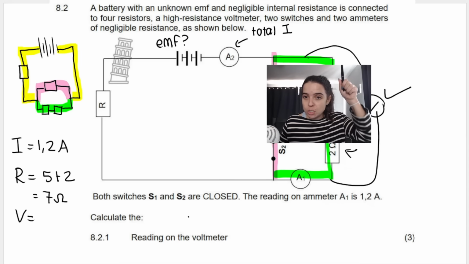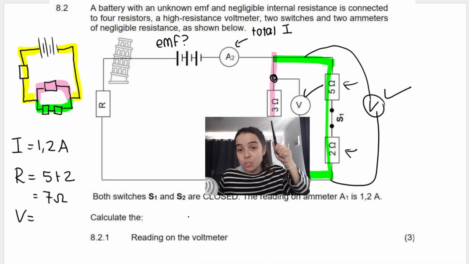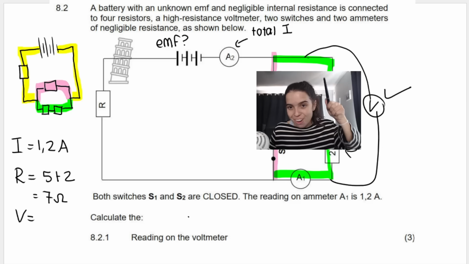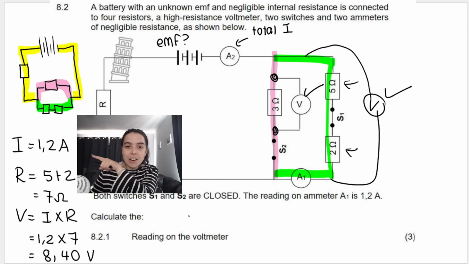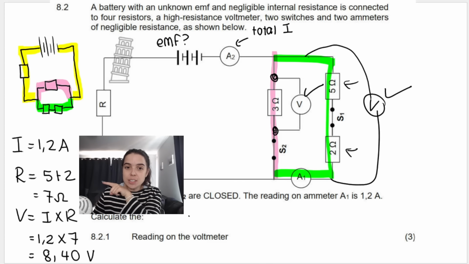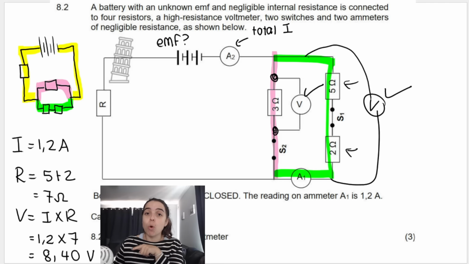But if I know the voltage across the green branch, it's the same as the voltage across the pink branch, which is basically the voltage across the 3 ohm, because the pink branch and the green branch are in parallel, and voltage is the same for parallel connections. So I've got the current, I add the two resistances together to get the total resistance of the branch, and I use V equals I times R, and I get 8.4 volts.